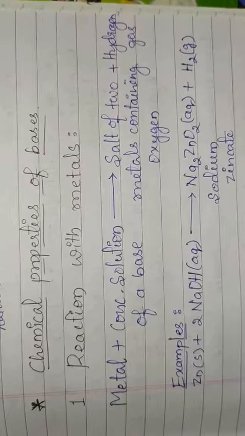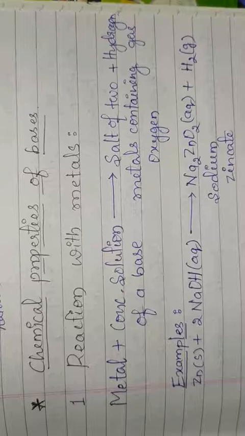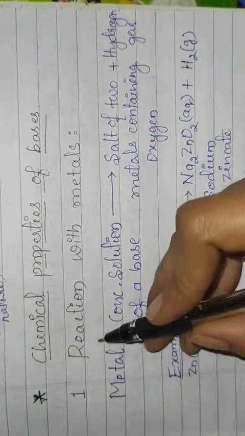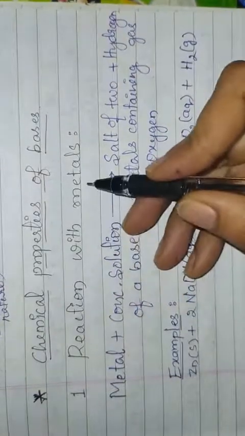Good morning, children. In previous class we had learnt about the chemical properties of acids. In today's class we are going to learn chemical properties of bases. Let's see the first chemical property, the reaction with metal.